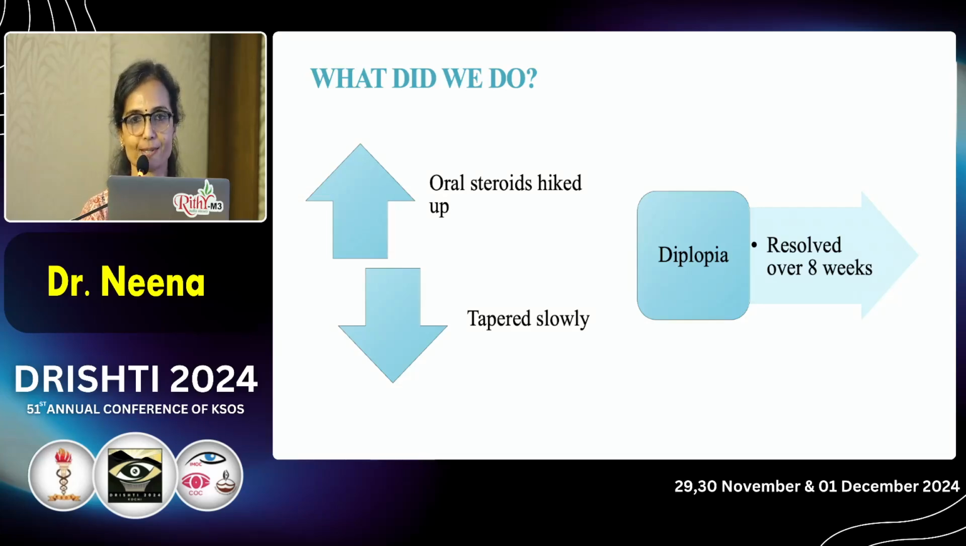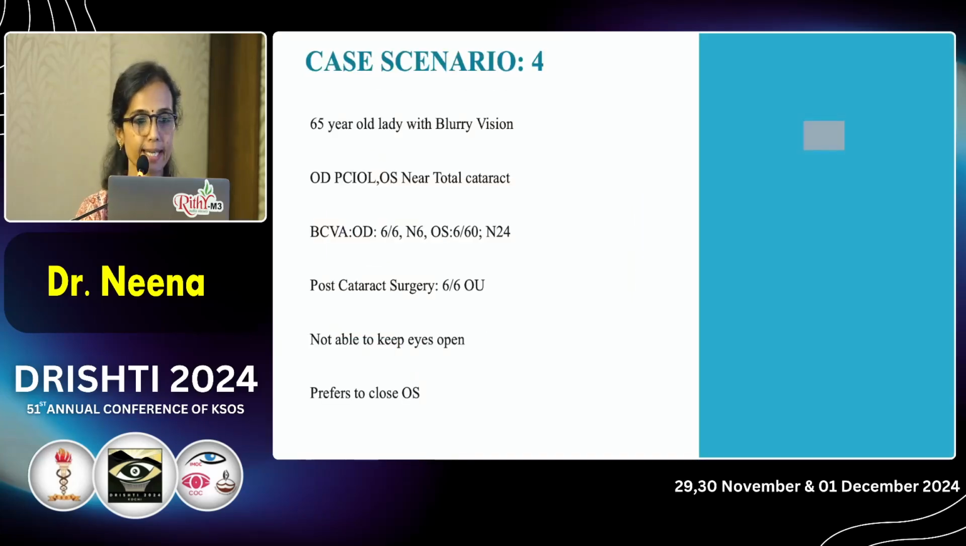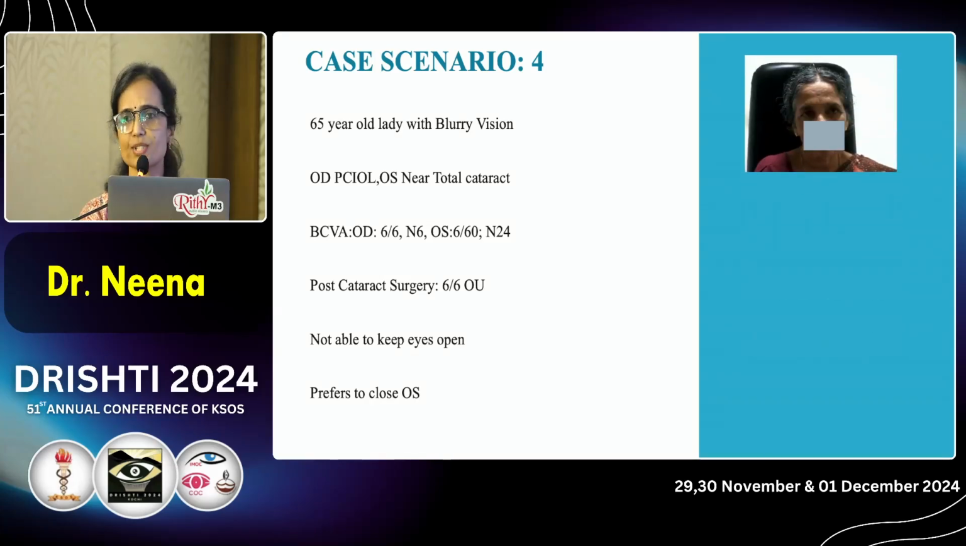The next case is that of a 65-year-old lady with blurry vision. She had already undergone cataract surgery in the right eye. She had good vision, so she didn't really bother about the left eye. When she had a near total cataract in the left eye, she came to us. Visual acuity was 6/60 N24 in the left eye. Post-cataract surgery, she had good vision, but on follow-up, she wasn't happy. She was not able to keep her eyes open. She was preferring to close the left eye.